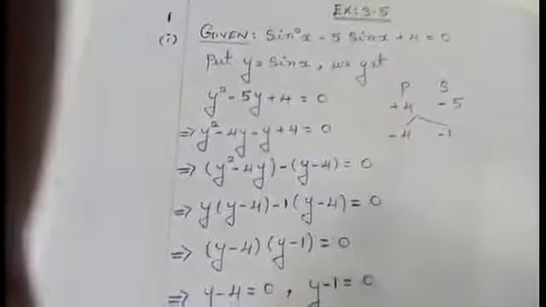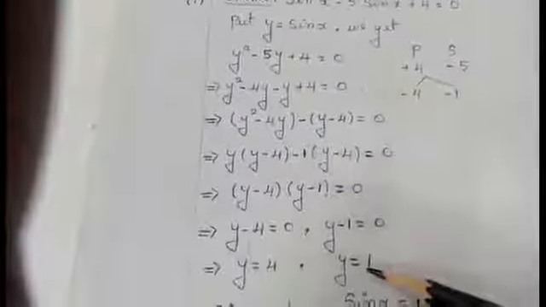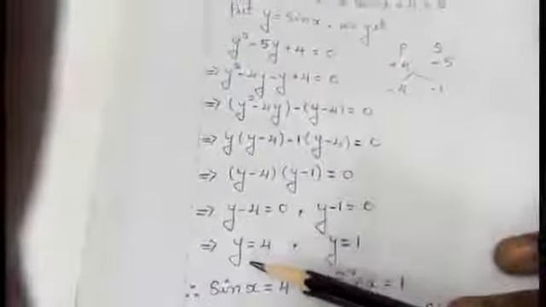I am finding product and sum, calculating, and I am finding the answer as y equal to 4 and y equal to 1. For this equation you can use the quadratic formula or the factorization method. In the starting, I put y equal to sin x, so again I am bringing this y in the form of sin. Sin x is equal to 4 and here sin x equal to 1.